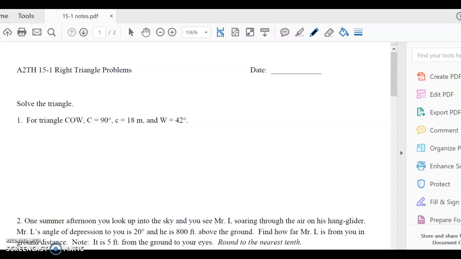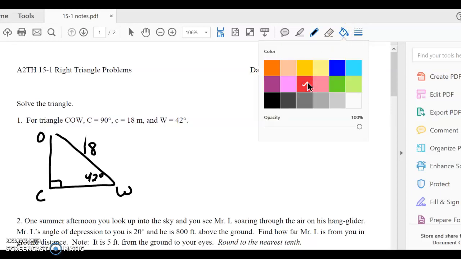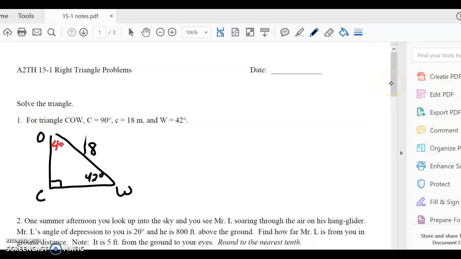So for the first problem we have triangle COW, angle C is 90, side length C is 18, and angle W is 42 degrees. So we're going to draw a picture. So now we have our triangle labeled. We're going to fill in all the information that we can find. The first thing that we can find quickly is that angle O is 48 degrees because three angles add up to 180 degrees in a triangle.